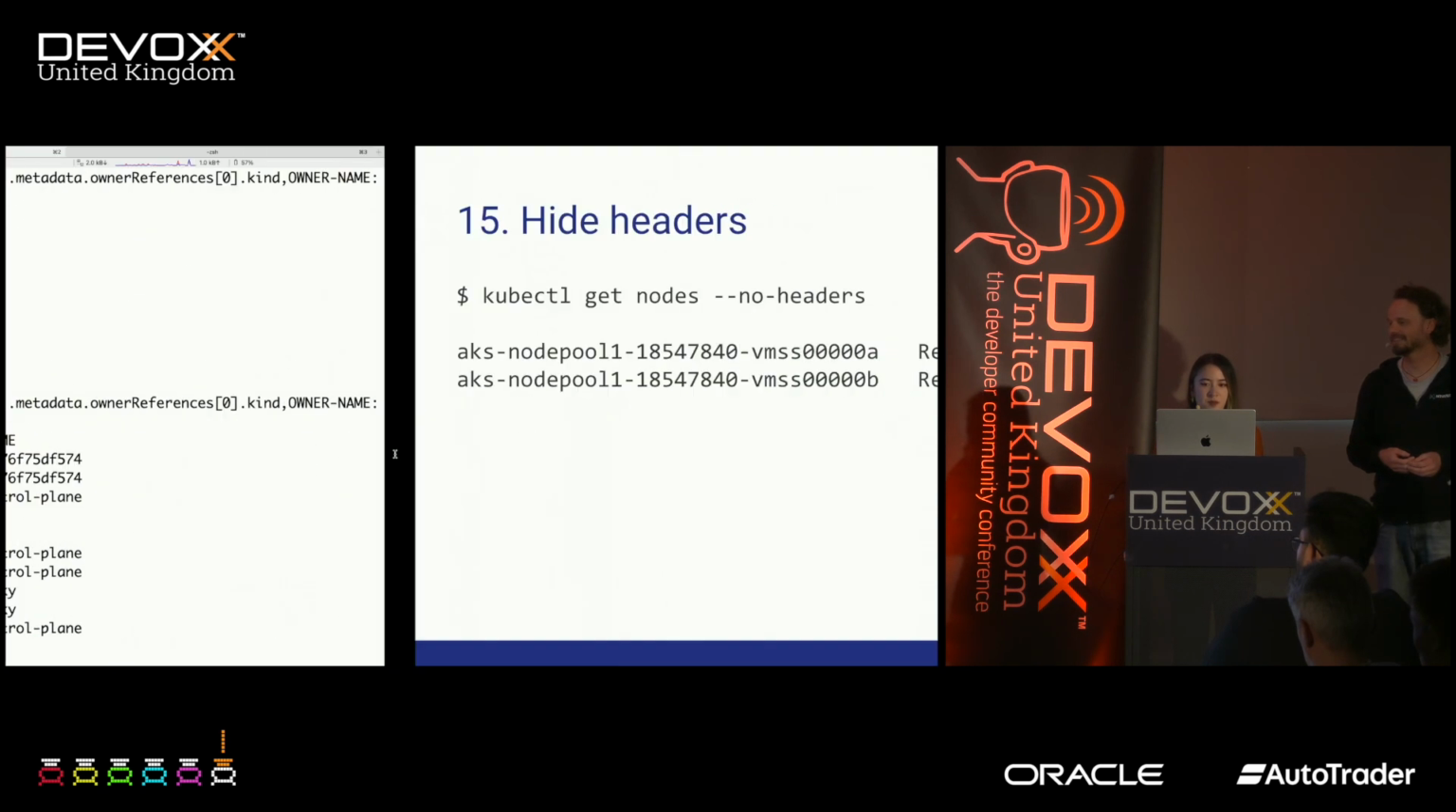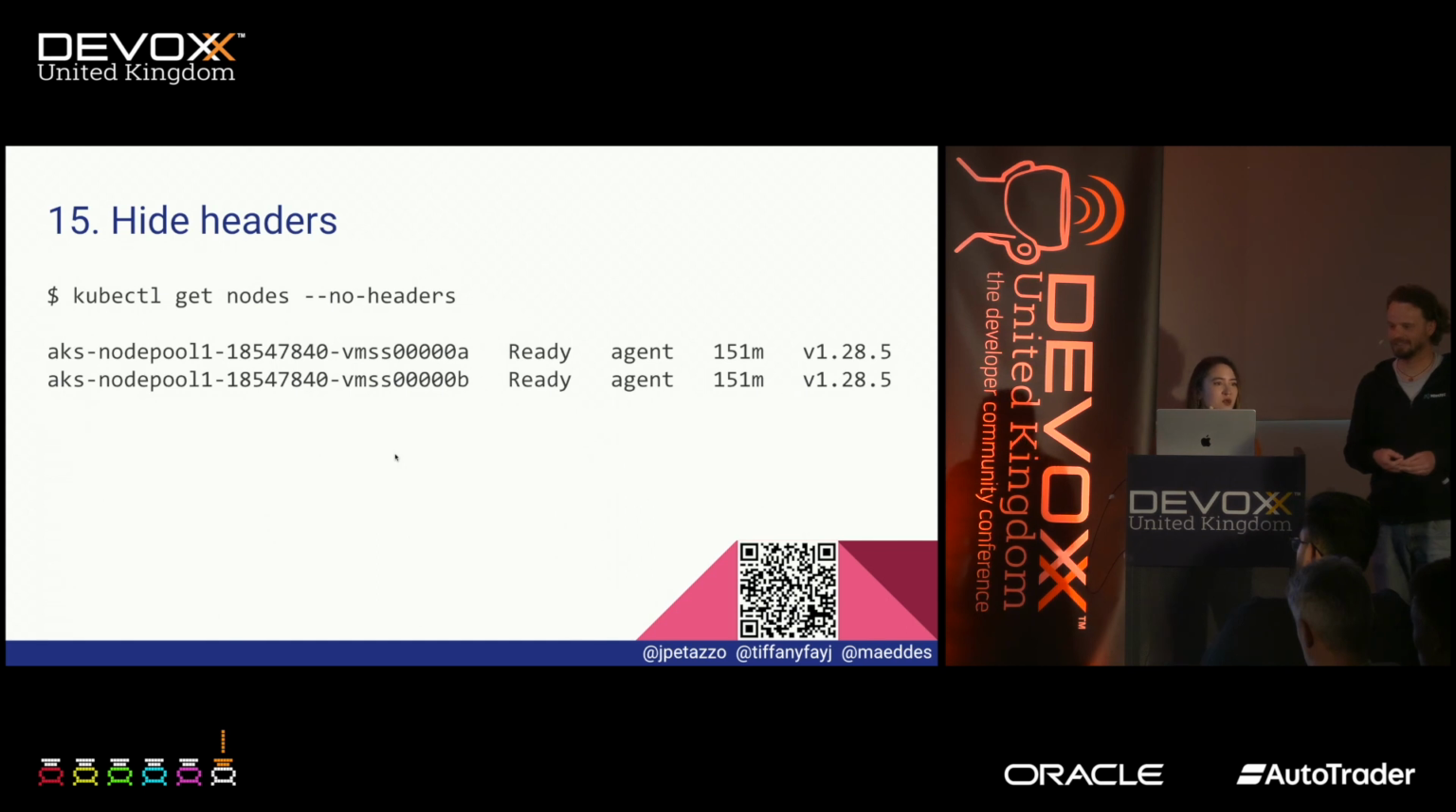Okay, so then you can see the ownership of different things there. And then there's the ability to hide headers, which is super useful. If you want to get your nodes and put this into some script, to do something with the data, you can remove the specific header and not have it say what pool it is and all those other things there.